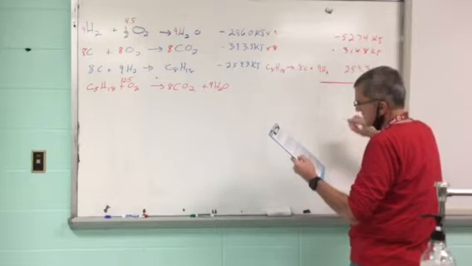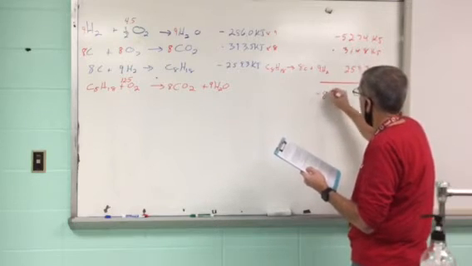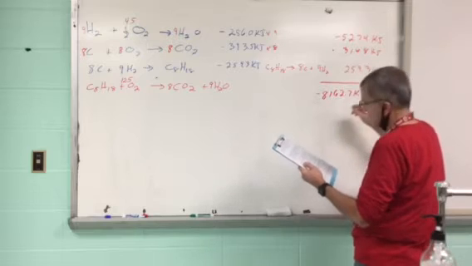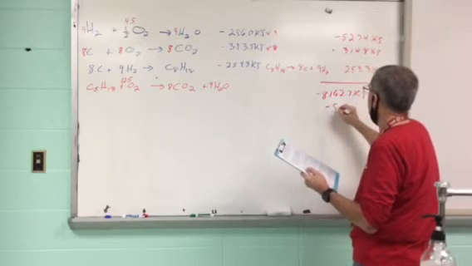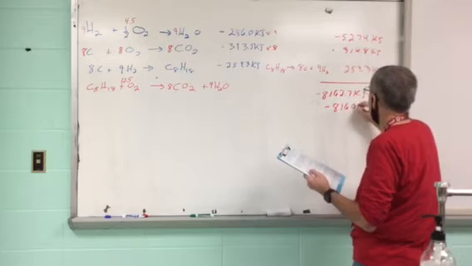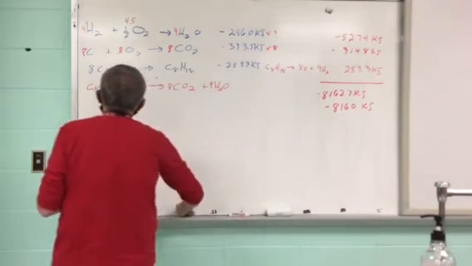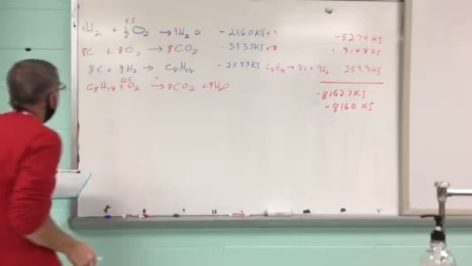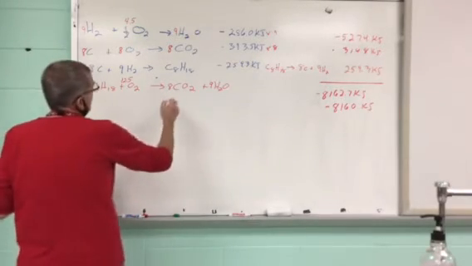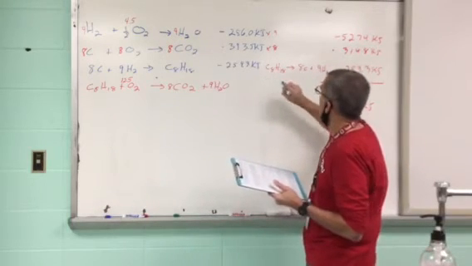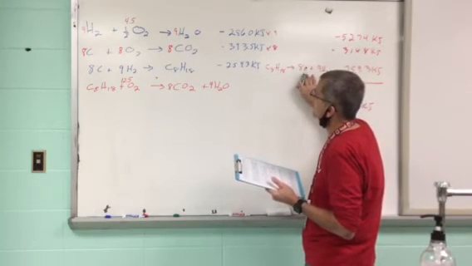I add all this together, I get negative 8,162.7 kilojoules, or to 3 significant digits, negative 8,160 kilojoules. Making sure that this all works out for us. I've got 8 carbon dioxide. Here's my reaction now. I've got 8 carbon on this side.